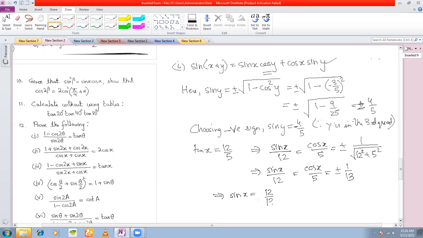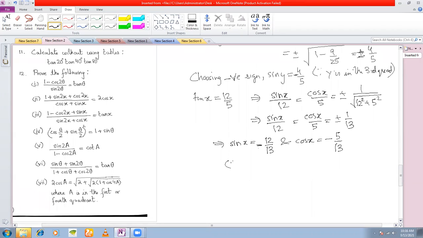So which sign to choose? x is in the third quadrant. We choose the negative sign. Cos x is also minus 5 by 13, right? Since x and y are both in the third quadrant.